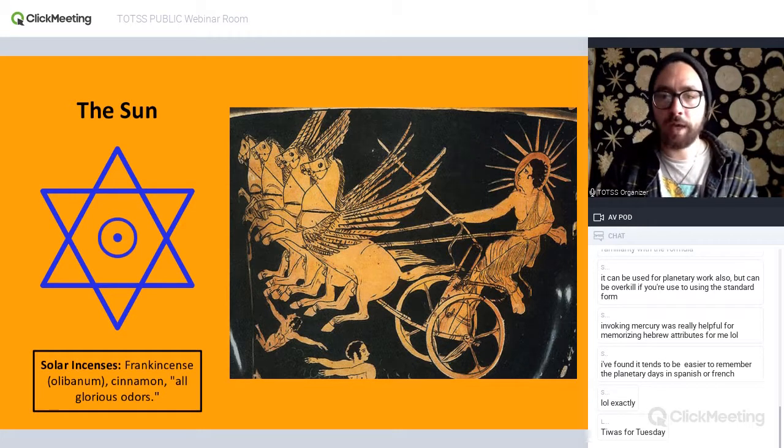So for solar incenses, frankincense is really the classic and most prominent incense of the sun. Frankincense is also called a libinum. You'll see that in 777, Crowley will make references to a libinum. It's just a different name for frankincense.